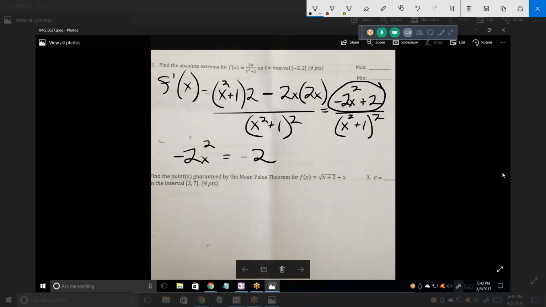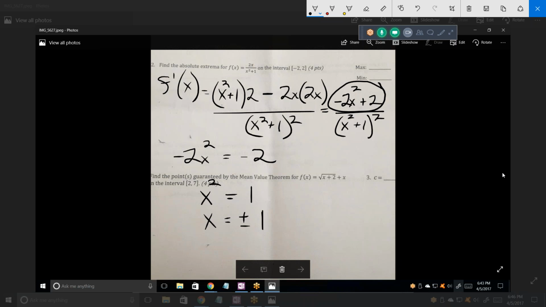So x squared has to be equal to 1. What's x equal to? Plus or minus 1. Good. So those are 2 potential extrema within the interval.